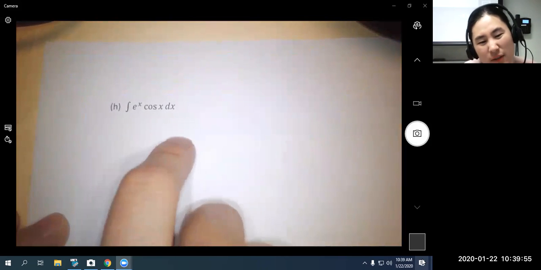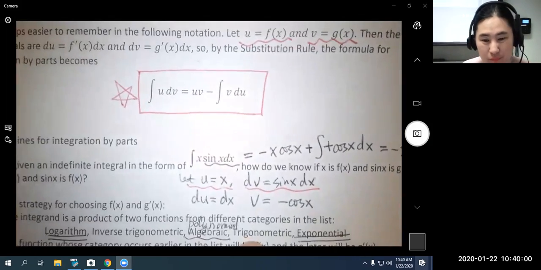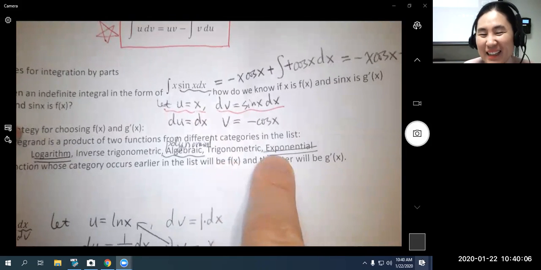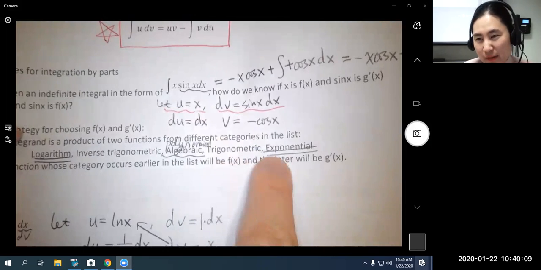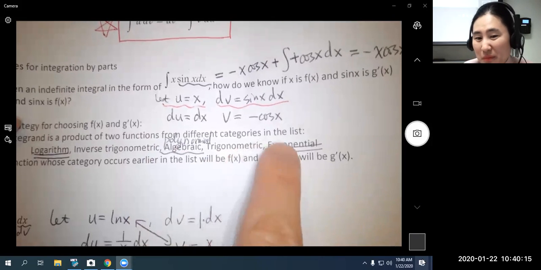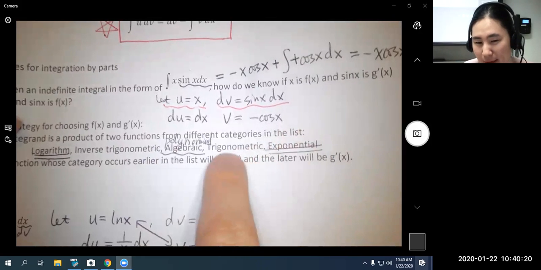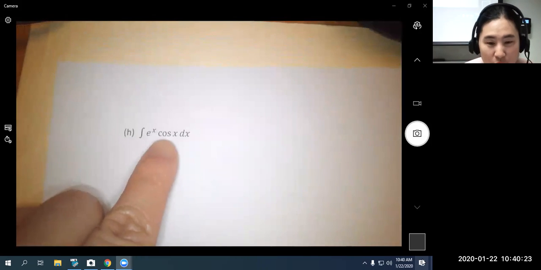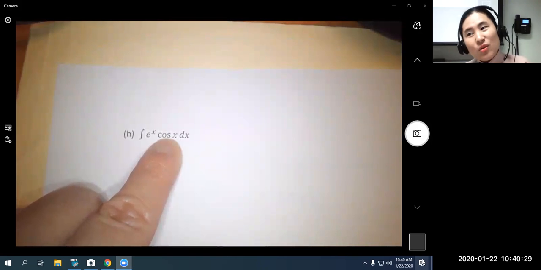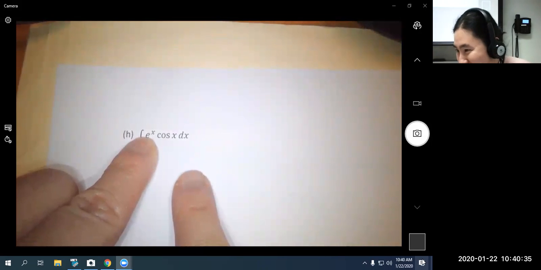When we encounter trig and exponential, look at these two. Trig and exponential. Both of them are not good candidates compared with some other functions, right? So what should we do? Exponential, always put it last. It's the last candidate. So when we have trig, we're going to let the trig function be our u. Well, actually, you will see, if you let e to the x be u, it also works. You can try.